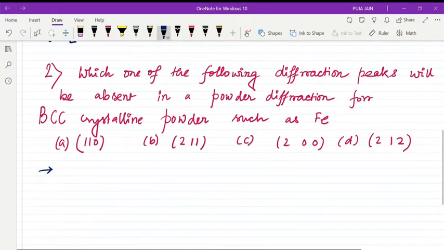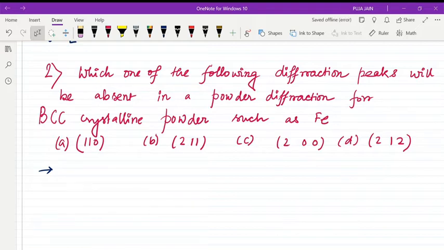Now the next question: which one of the following diffraction peaks will be absent in a powder diffraction pattern for BCC crystalline powders such as Fe? About this I have also taken a lecture of SSP, and I think I have discussed it over there. If not, I am repeating here once again.